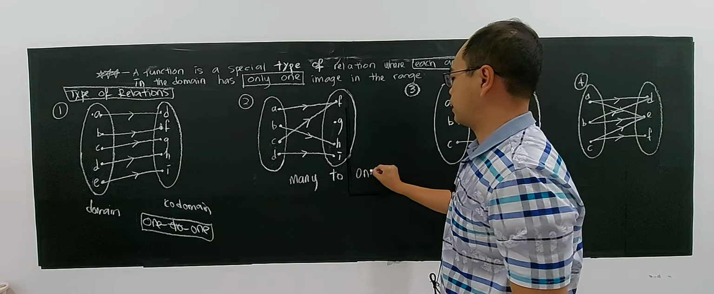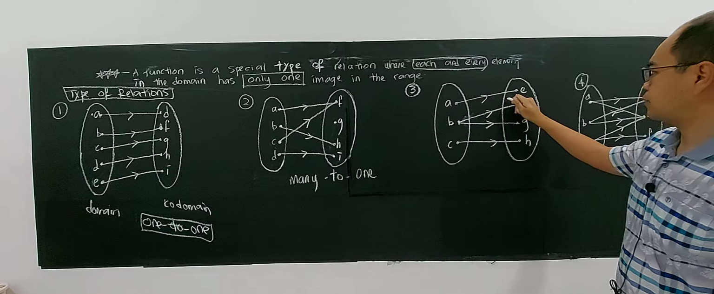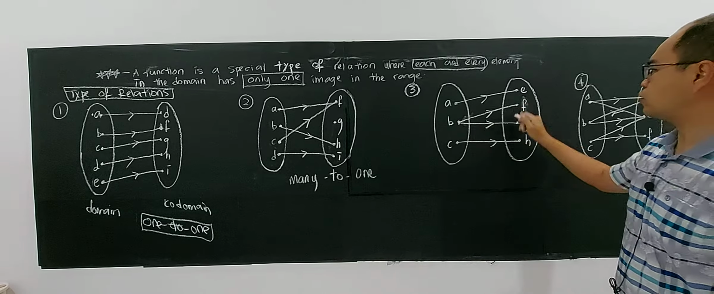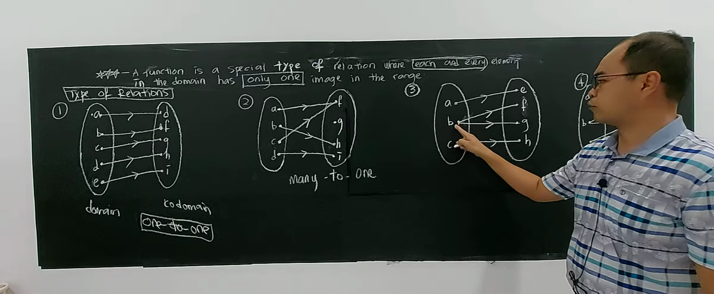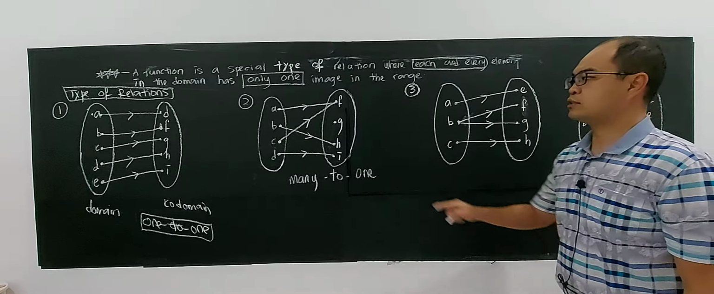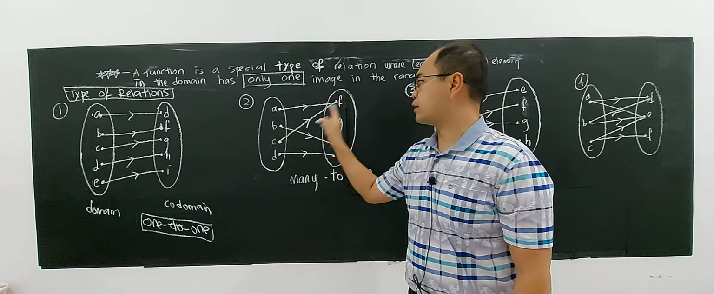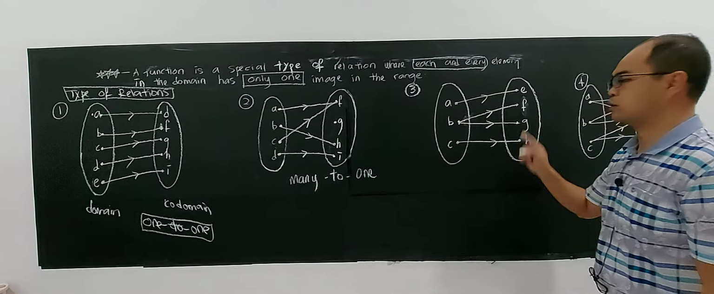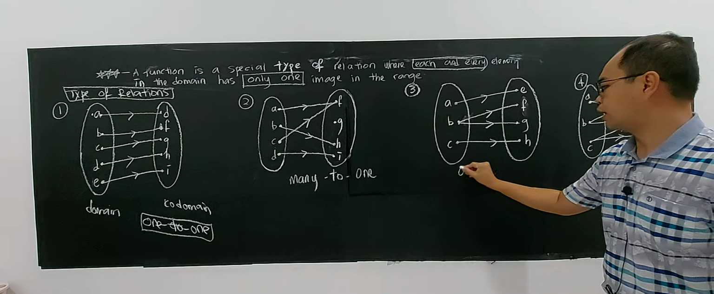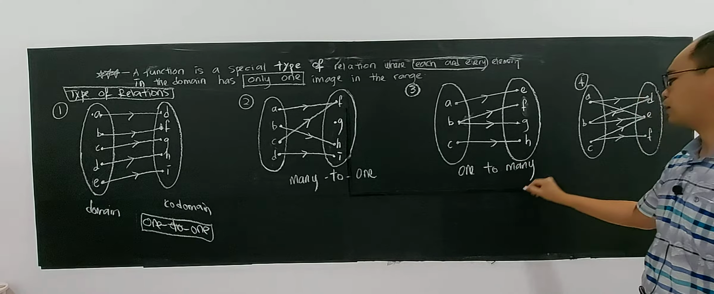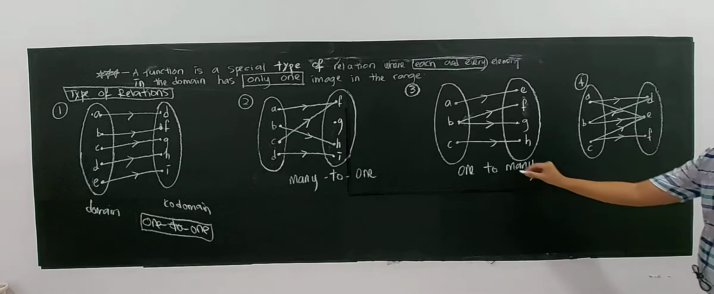And for this one, let's see. A has an image, and this one also has an image, but B has 2 images. It means that one object from here has 2 images. Previously, 2 objects from the domain had 1 image. This is 1 object has 2 images. So this is a one-to-many relation. One-to-many.